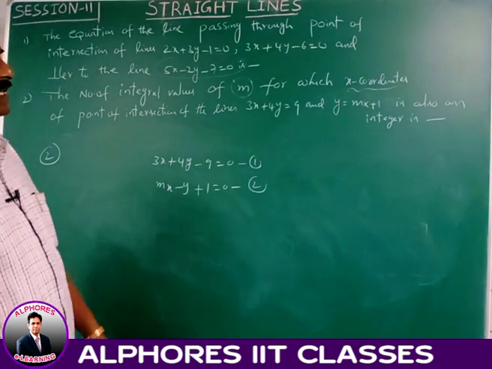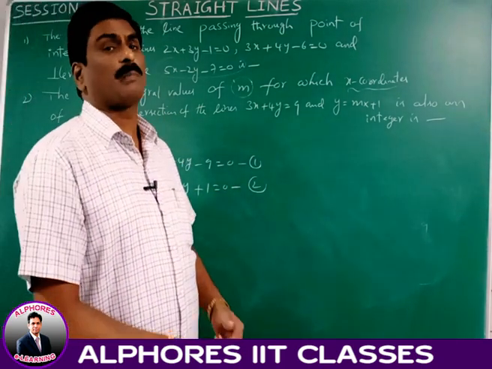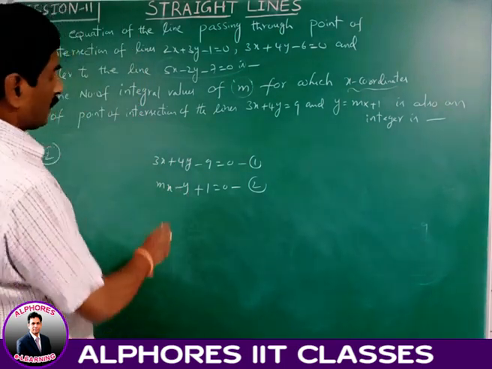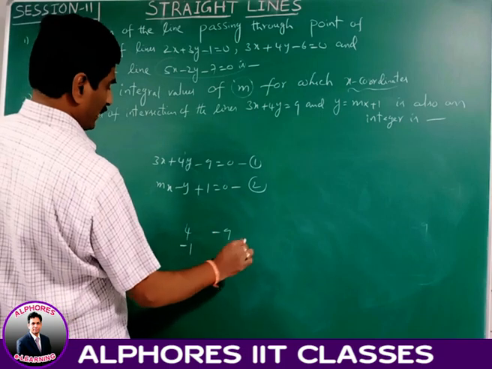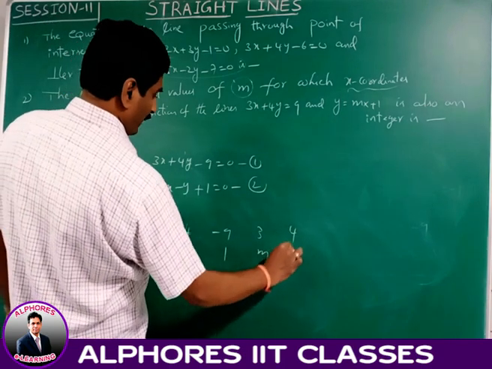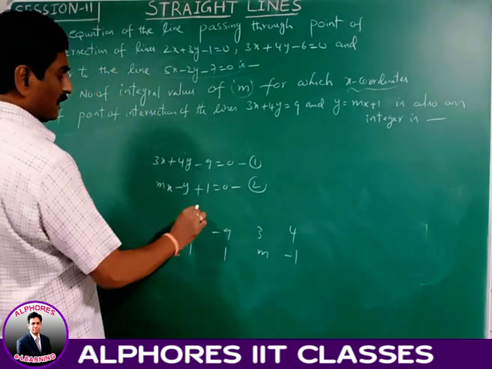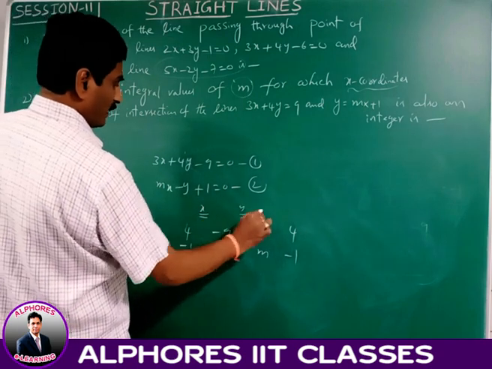By using the cross multiplication method, we find the point of intersection of these two lines. First we write the middle values: 4, minus 1, minus 9, 1, 3, m, again 4, minus 1. It belongs to x, y, 1.